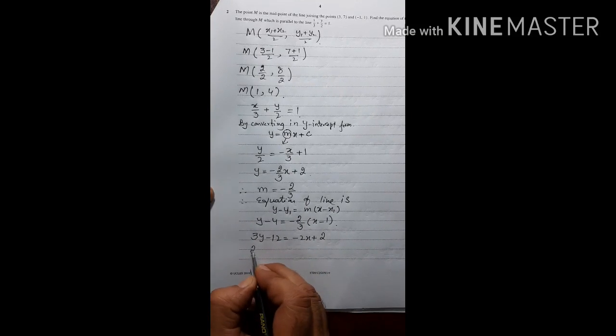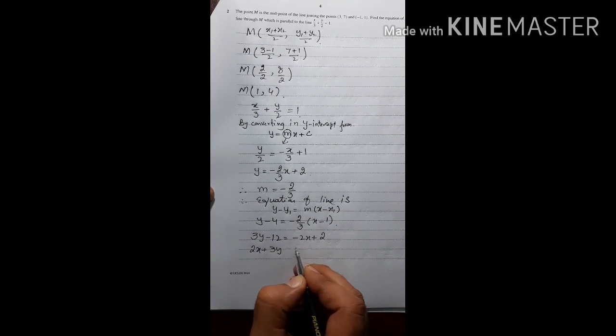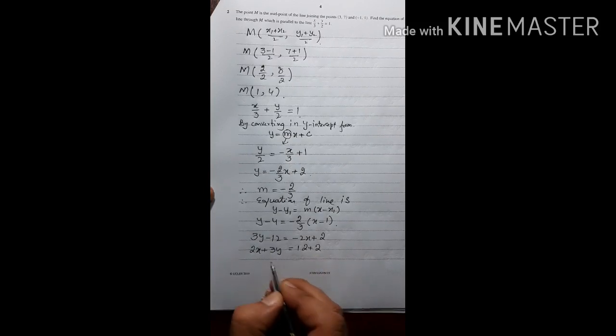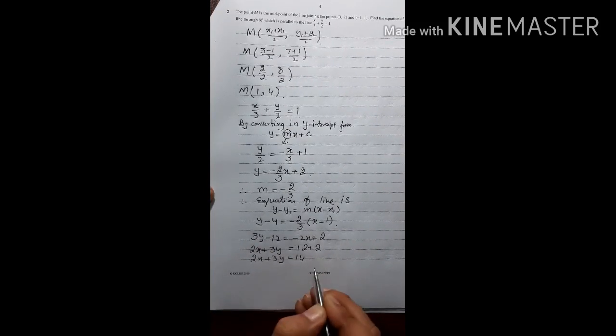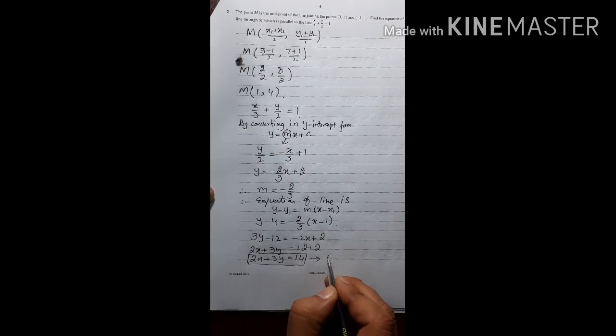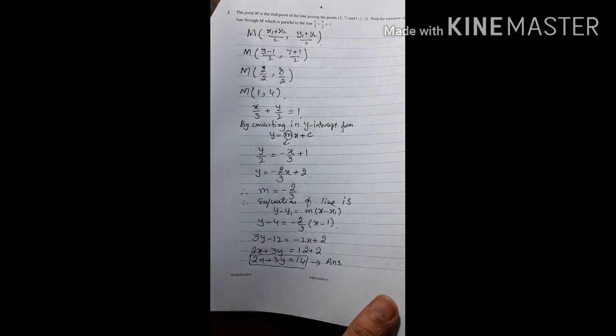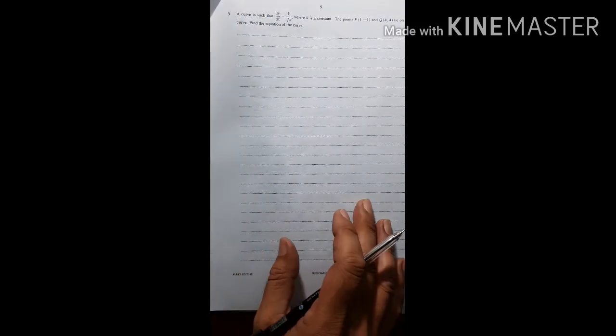So take 2x on the left side and 12 on the right side. It will become 2x plus 3y is equal to 12 plus 2. So 2x plus 3y equals 14. This is the required equation of line. Okay, this is your question number 2. Now, question 3.